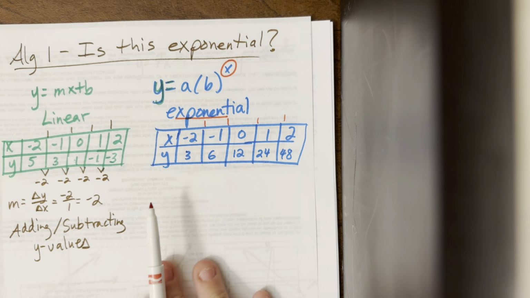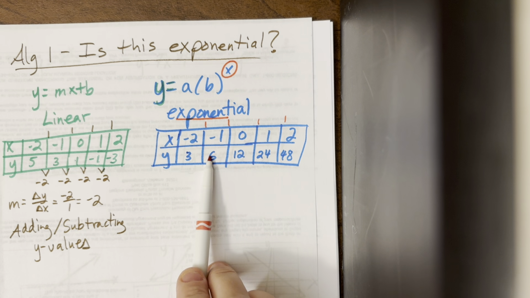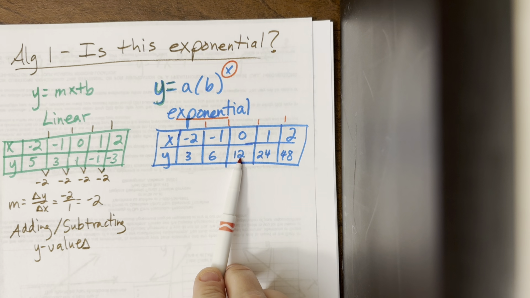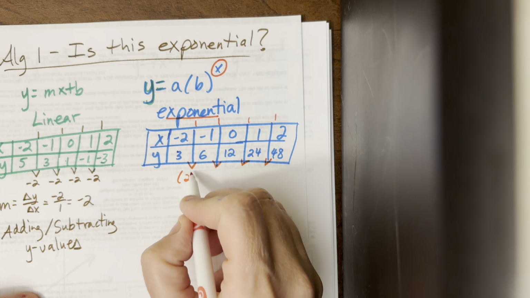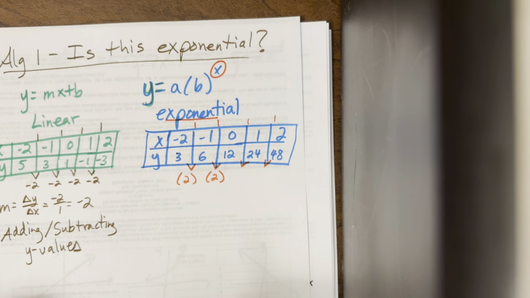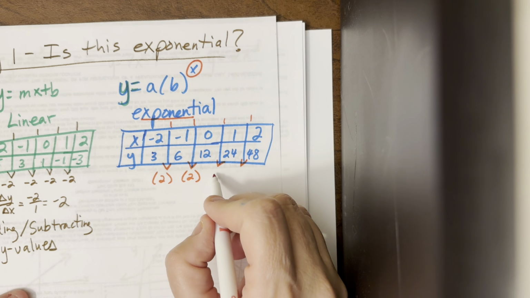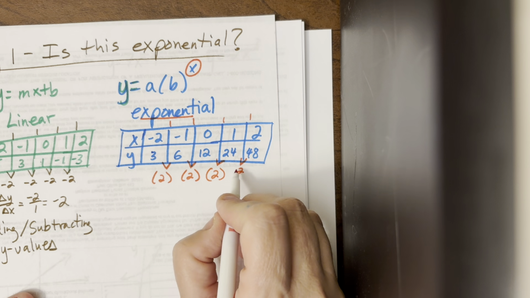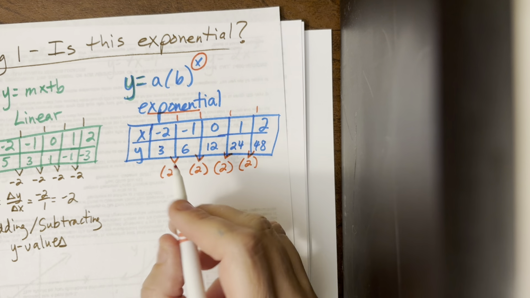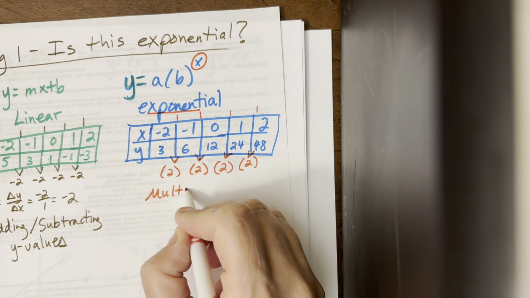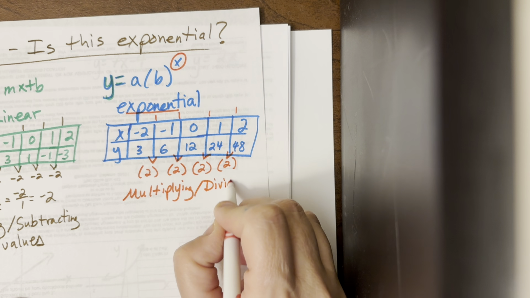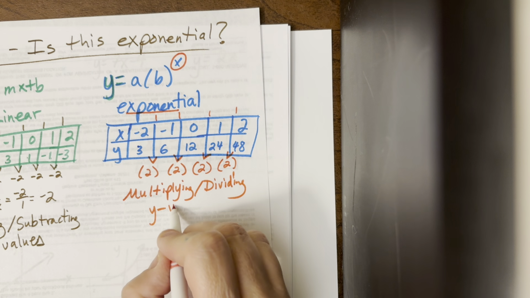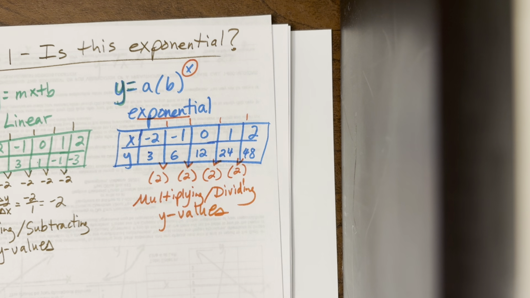Now, if you try to add, you might say, oh, 3 plus 3 is 6. 6 plus 3 is 9, not 12. So we're not adding or subtracting this time. We're either multiplying or dividing. As you look at these differences, hopefully you see that we're multiplying by 2 each time. 3 times 2 is 6. 6 times 2 is 12. 12 times 2 is 24. And finally, 24 times 2 is 48. So when you are multiplying or dividing by a constant, again, we're talking about y values, you have an exponential function.